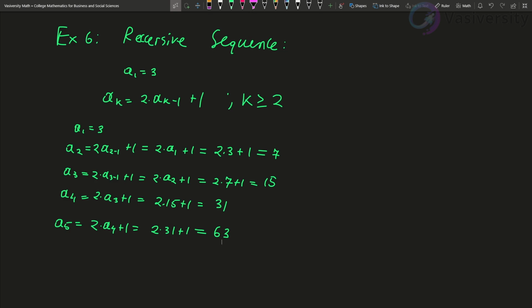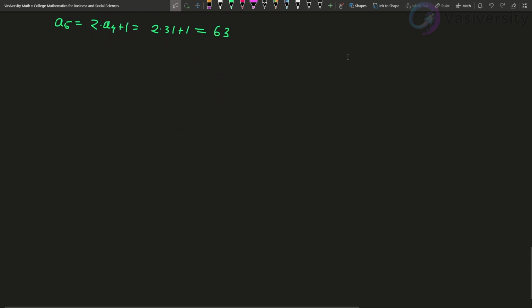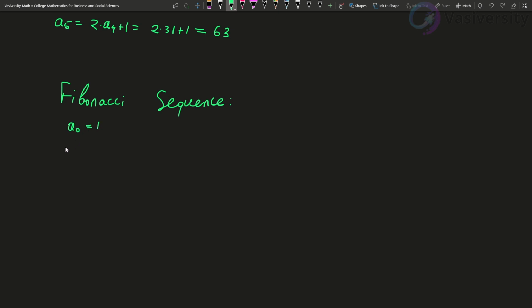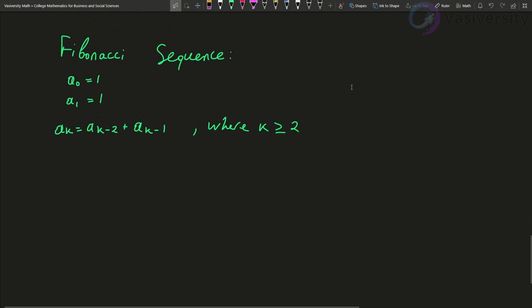And of course, one of the famous recursive sequences that we can have is the Fibonacci sequence, right? One of the most famous ones, the Fibonacci sequence. So I'm going to say that a sub naught is equal to 1, and a sub 1 is equal to 1, and a sub k is equal to a sub k minus 2 plus a sub k minus 1, where k is greater or equal to 2. Okay, so we're starting here at 0. We just shifted it one unit to the left, which is fine.